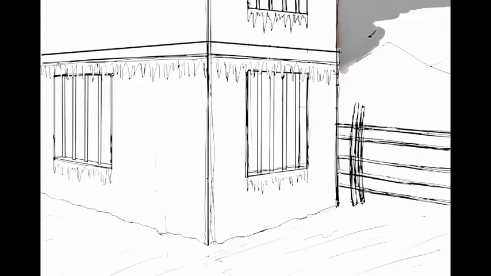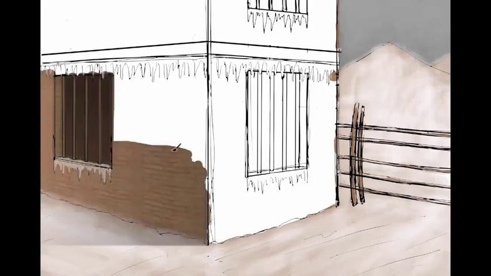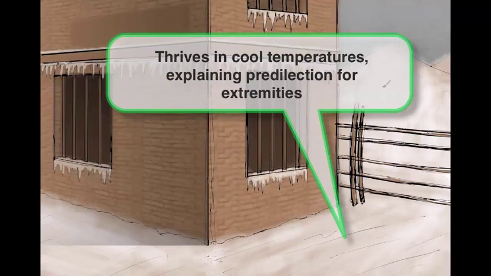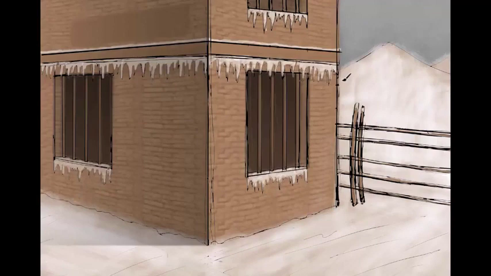Okay, let's start with some general characteristics. You'll notice that there's snow on the ground and icicles on the buildings because our scene's taking place in wintertime. And the reason we have it taking place in winter is because leprae thrives in cool temperatures. And you'll see later this gives it a predilection for the extremities of the body. But we'll talk more about that when we talk about clinical presentation.